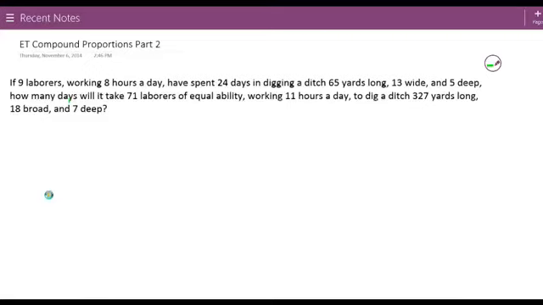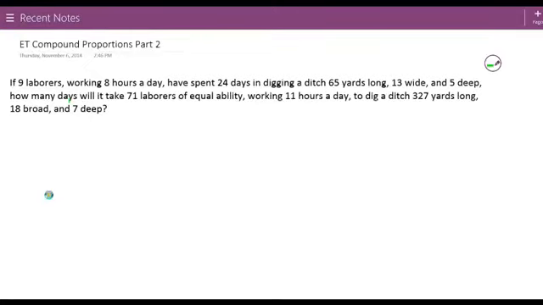If 9 laborers working 8 hours a day have spent 24 days digging a ditch 65 yards long, 13 yards wide, and 5 yards deep, how many days will it take 71 laborers of equal ability working 11 hours a day to dig a ditch 327 yards long, 18 yards wide, and 7 yards deep?